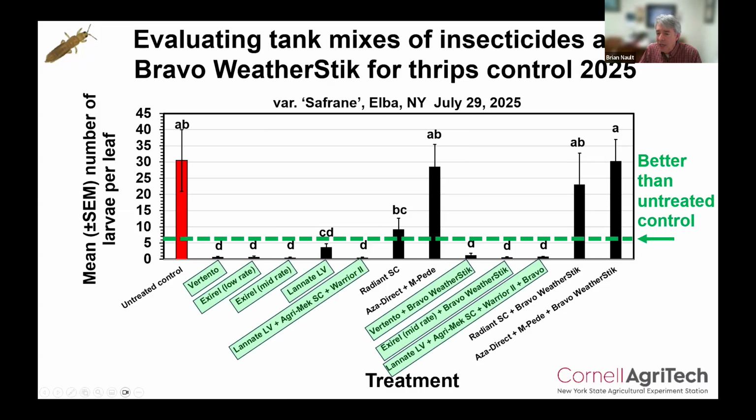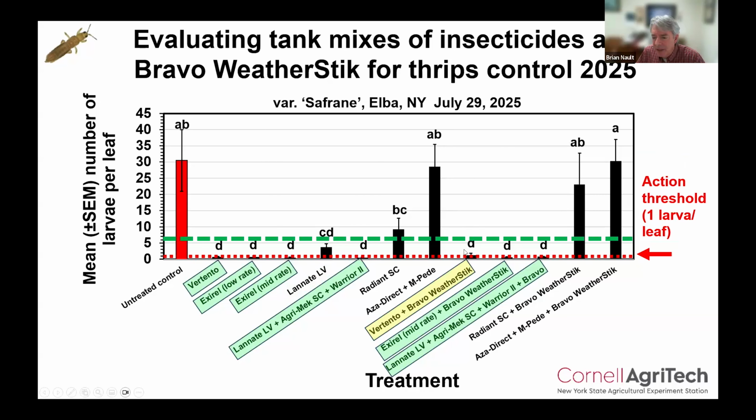So that's good news when you have botrytis. And if you're using Bravo for Stemphylium, I don't know, that may happen on occasion, but certainly for botrytis, you're going to be able to tank mix. We did see that Vertento plus Bravo Weather Stick was not really compromised. The level of thrips control went down to 1.2 thrips per leaf. So it wasn't below 1, but it was just above. I still would consider that not to be a real important impact of the tank mix.